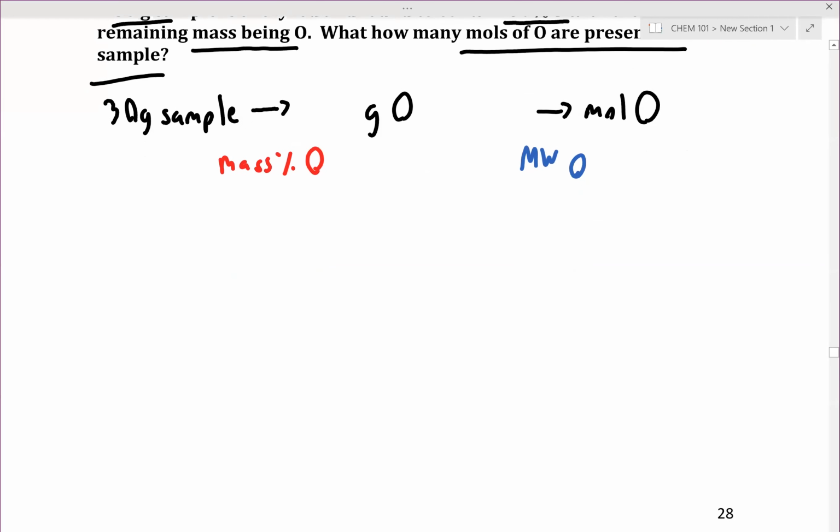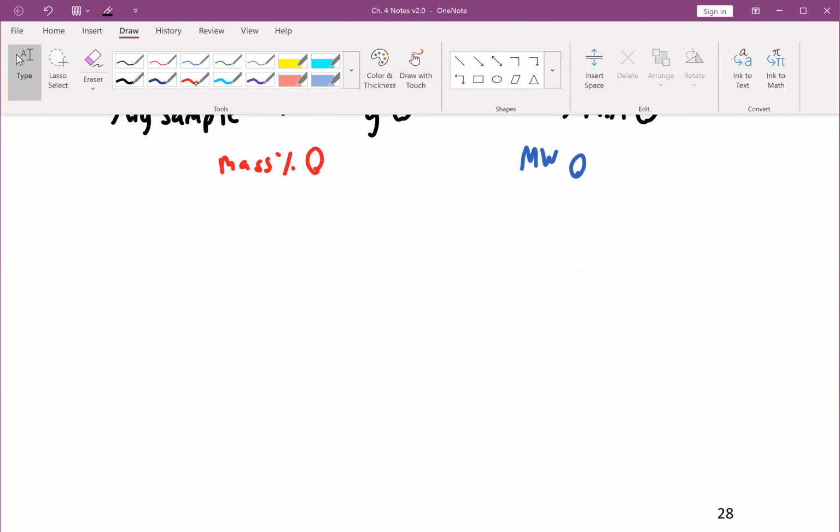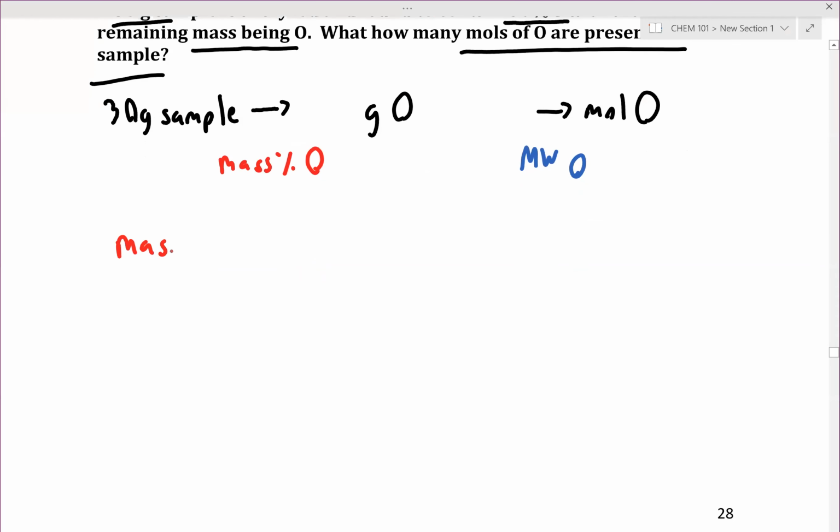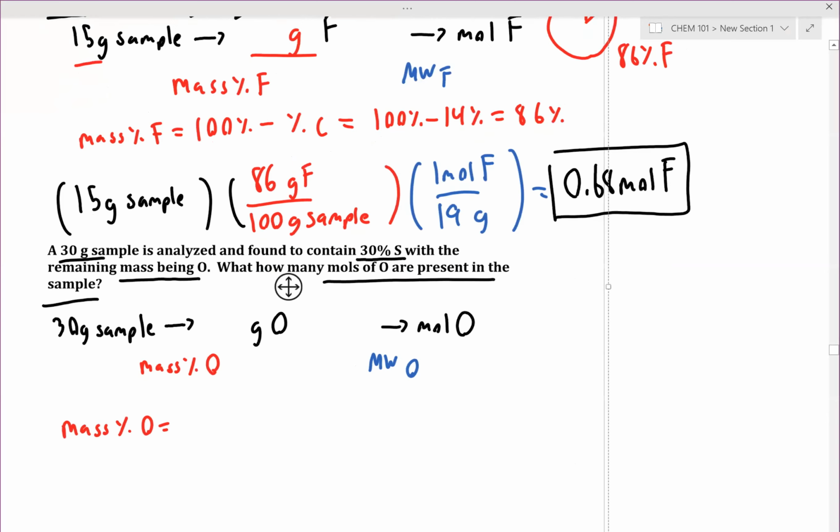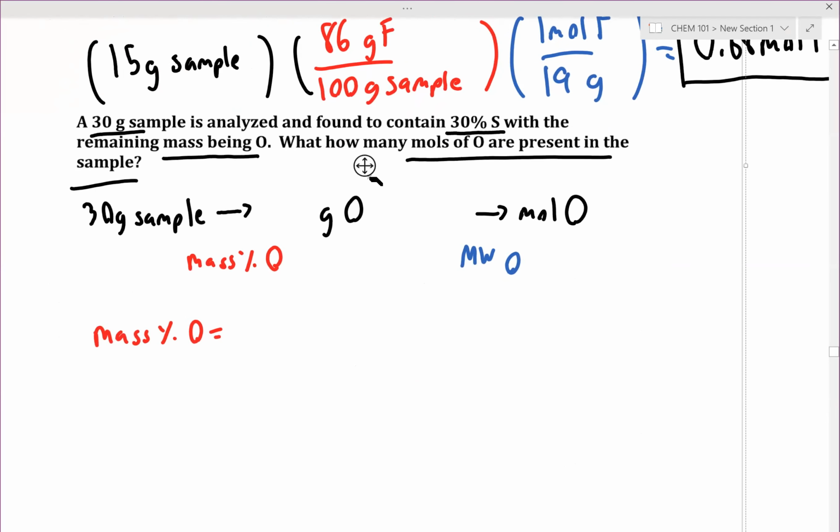Okay, let's continue on and talk a little bit about how we'll calculate the mass percentage of oxygen. We're given in this problem that this sample is 30% sulfur by mass, with the remaining mass being oxygen. So if all of our mass percentages of each component will add up to 100, can we calculate the mass percentage of oxygen? Yep. We just take 100% minus the mass percentage of sulfur, which is 30%, which gives us that our sample is 70% oxygen by mass.